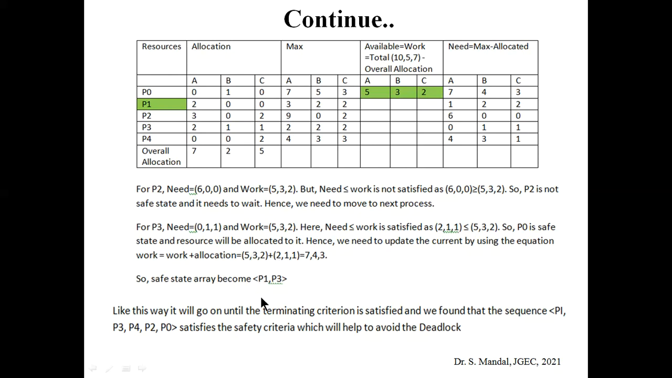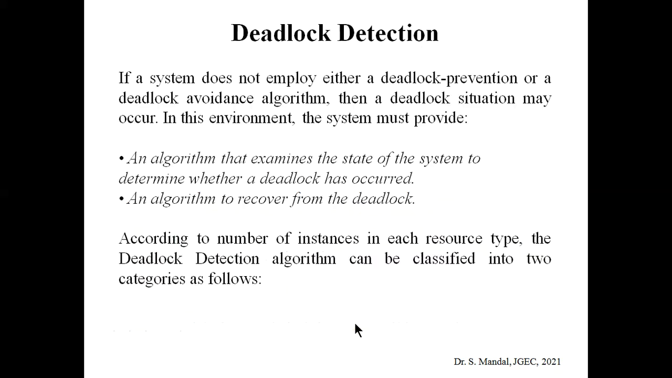It will go on until the terminating criteria is satisfied. That means it will be calculated whether all processes are in safe state or not, and we find the sequence P1, P3, P4, then P2 and P0. If this sequence is satisfied, then all processes are in safe condition, and this sequence is found to be a safe sequence. So this sequence satisfies the safety criteria, which helps you avoid the deadlock condition. Clear? So this is the Banker's algorithm by which we can avoid deadlock.